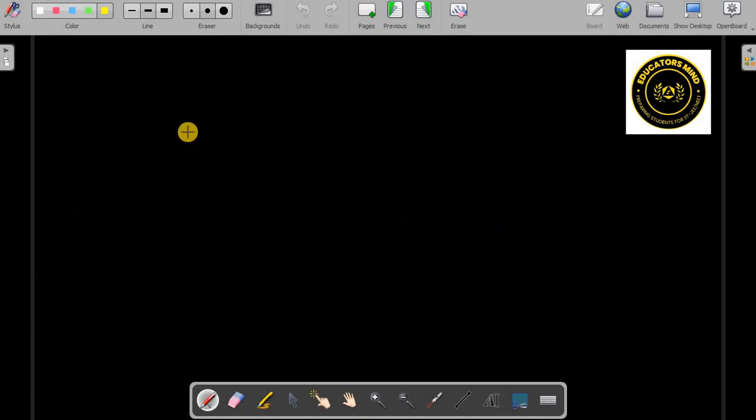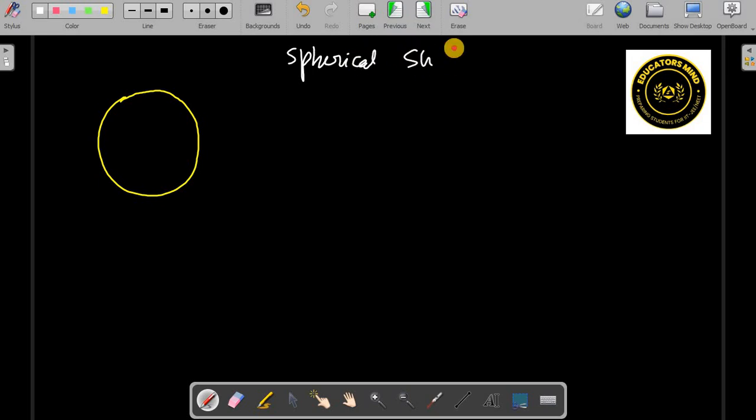What about if we have a spherical cell? What happens to the potential inside? So if you consider a spherical cell, spherical cell means inside it is completely hollow. All the mass is present on the surface of the sphere, and let's say the radius is R.